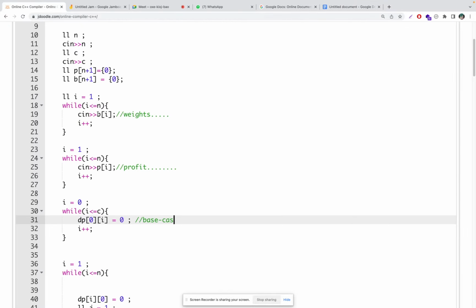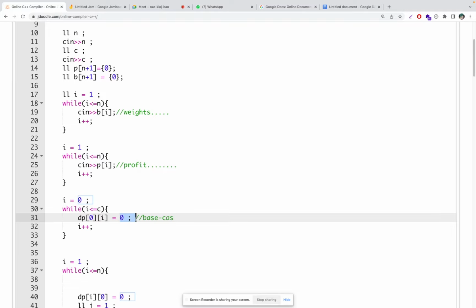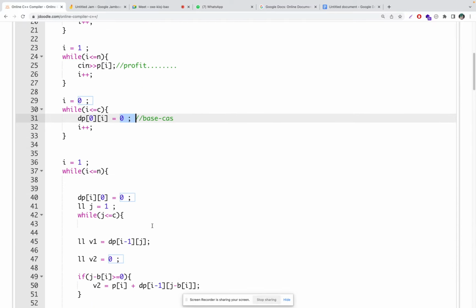Can you see this, guys, in the code? See dp[0][i] equal to 0. Clear, yes or no, guys? Yes, bhaiya. Clear.